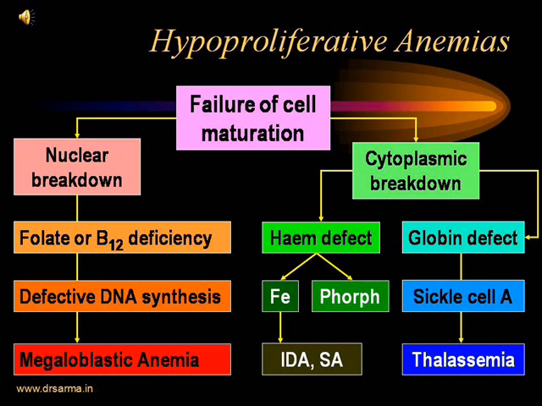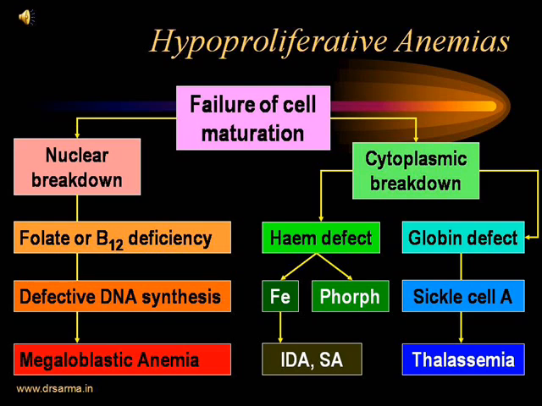If there is a defect in the synthesis of the globin chains, or if abnormal globin chains are synthesized, it could lead to anemias like sickle cell hemoglobin or sickle cell disease. Or when there is an abnormal gene which causes defective beta chains, it results in a disease called thalassemia. So that's how a failure of maturation can be a nuclear problem or a cytoplasmic problem.